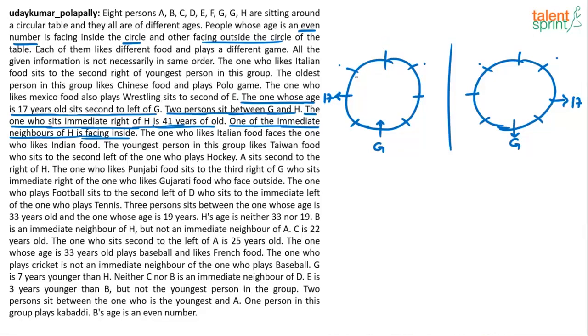This has to be 41. For example, if you assume H is here in this position, then this neighbor is 17, the other neighbor will be 41. Yes? Now, this is 17, this neighbor is 41. Both are odd numbers, both will be facing outwards.